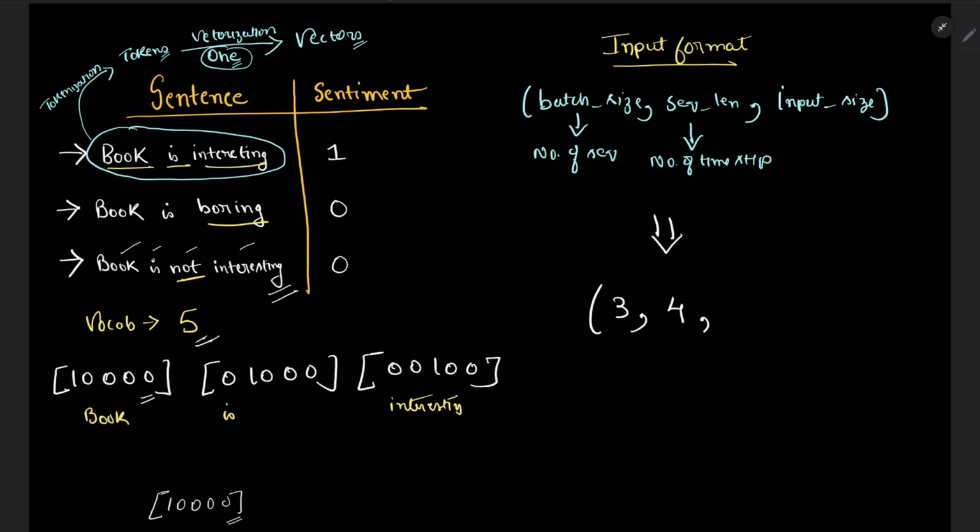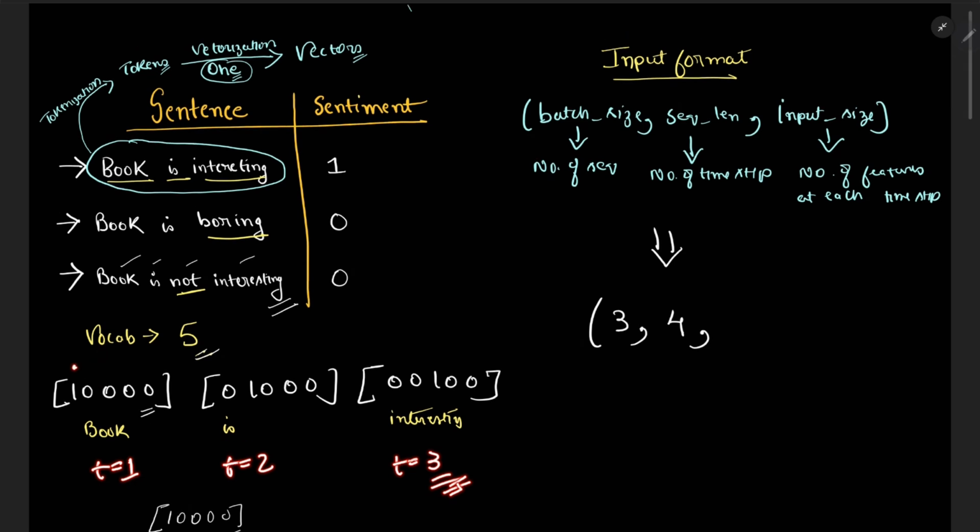4 timestamps. Now in the input size, this represents the number of features at each time step. That is, we know this is one time step t equals 1, this is another time step t equals 2, this is another time step t equals 3. So what is the number of features here? Features are 1, 2, 3, 4, 5. 1, 2, 3, 4, 5. Every time step is having 5 features. So I'm going to have 5 here.